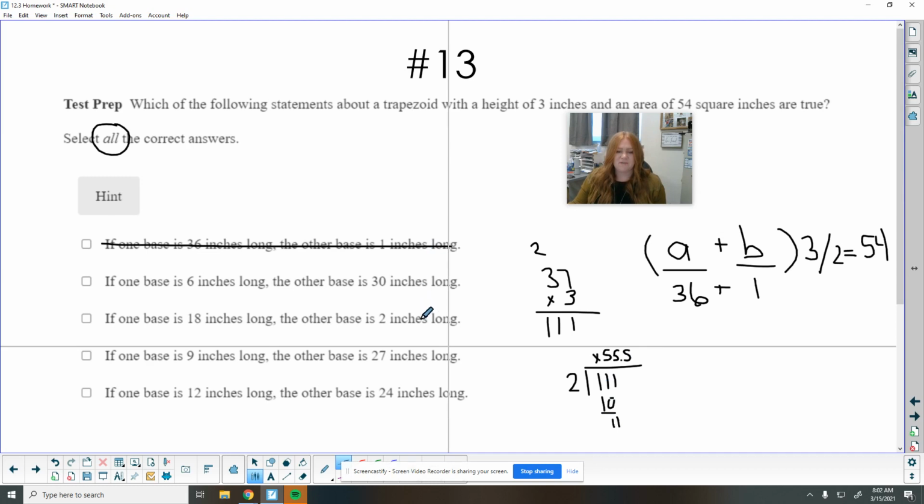So go through each of these and try those out. Add the bases together, times it by the height of 3, cut it in half to see how many of these equal 54.